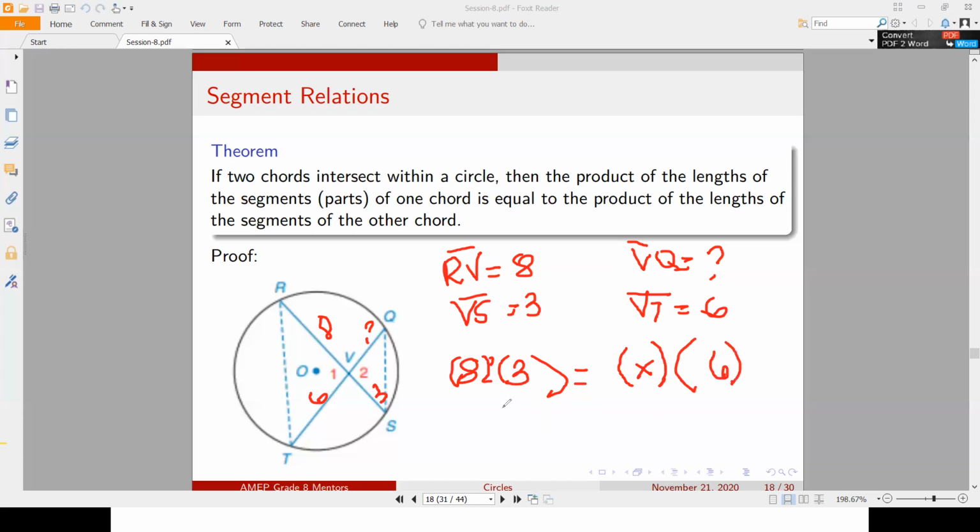In that case, pwede na natin siyang isolve. That's 8 times 3 is 24 equals x times 6, which is 6x. Divided by 6 on both sides, so x is equal to 4. Now we have the value of VQ, which is 4. Check nga natin kung tama. 8 times 3 is 24. Then 6 times 4 is 24. Ganun po yun. Dapat equal ang product ng segments. Clear po tayo doon?